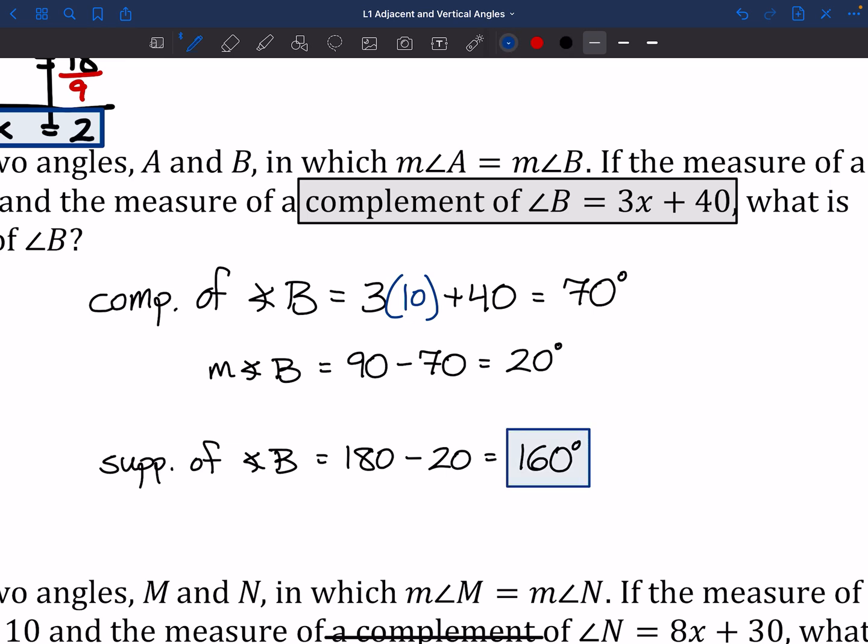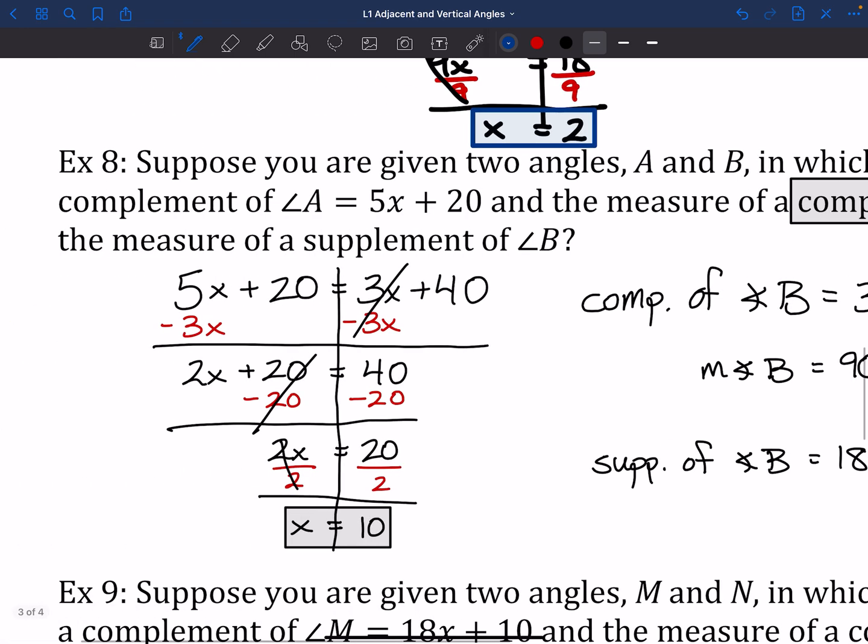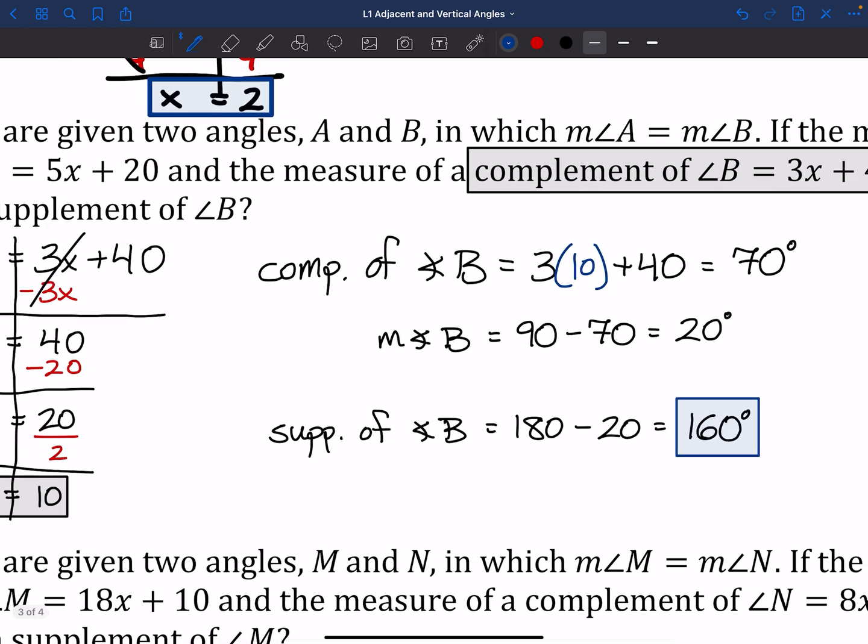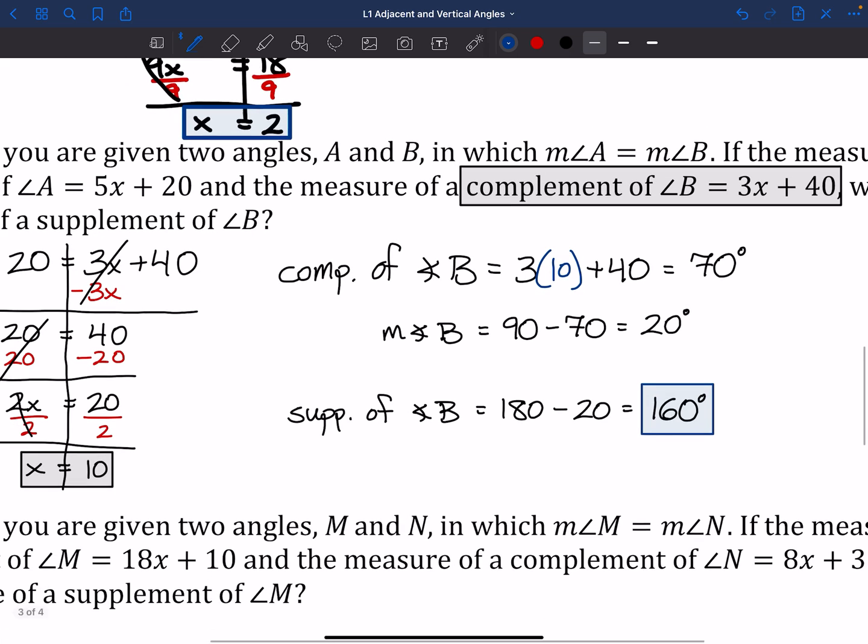Right? So lots of different steps going on here, right? We had to set those two things equal, figure out what x was, figure out the complement, then figure out the actual angle, and then figure out the supplement, right? Multi-piece thing there, right? But hopefully each individual piece doesn't seem that bad, right? It's solving some equations, plugging some numbers in, doing a little bit of subtraction here and there, right?